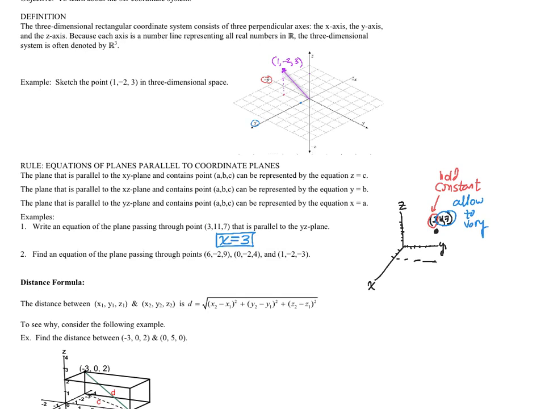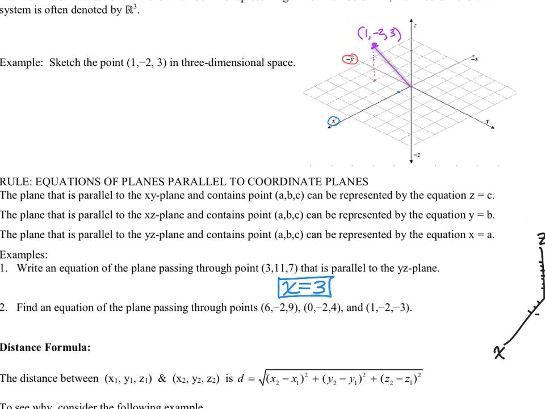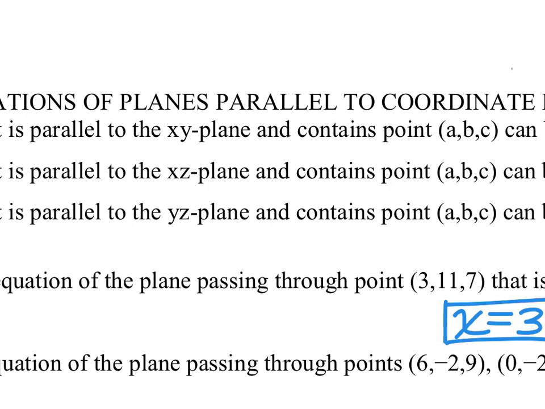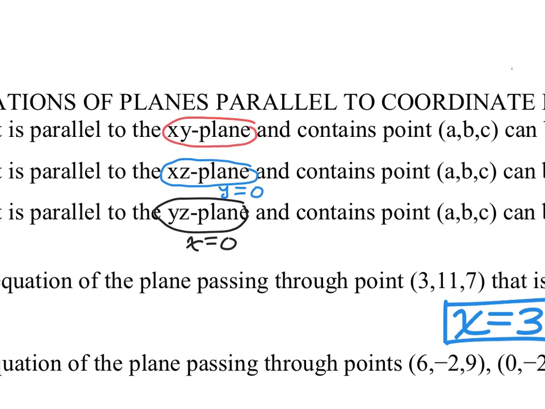And what I can do, just to really verify it, I can plot the plane x equals 0. And you can see that they are parallel planes. All right? So one plane is parallel to the other. So the YZ plane is also known as x equals 0. The XZ plane is y equals 0. And the XY plane is z equals 0.